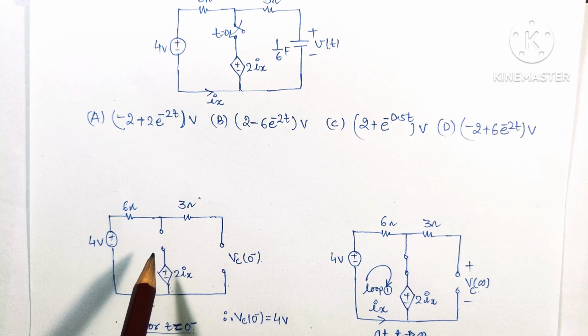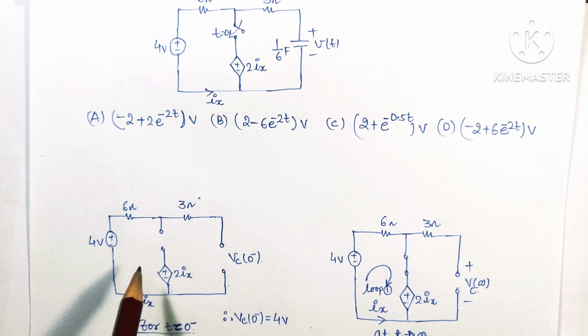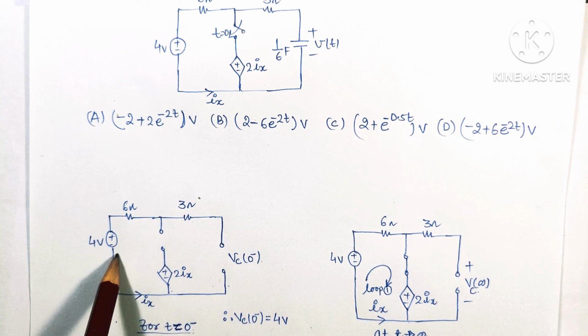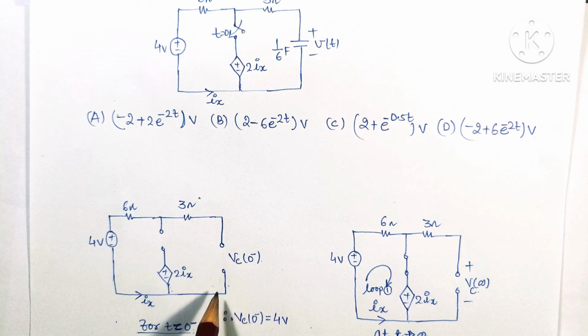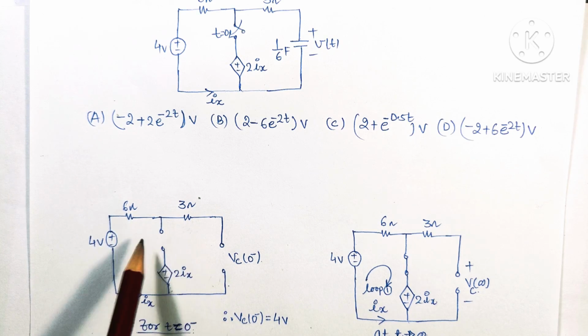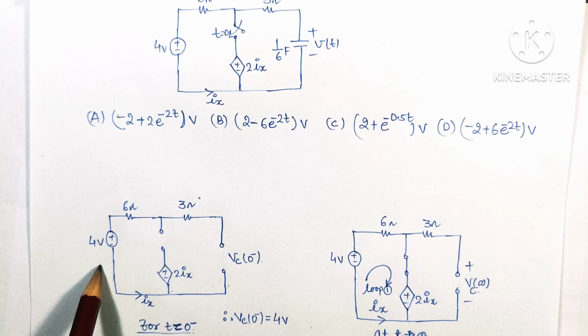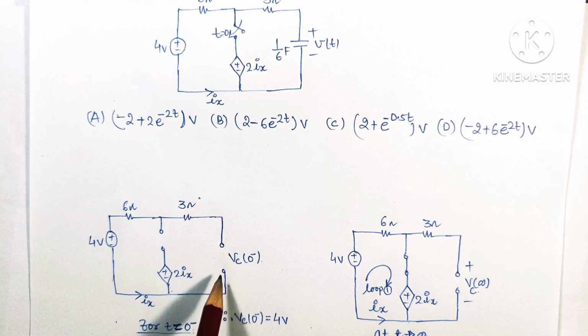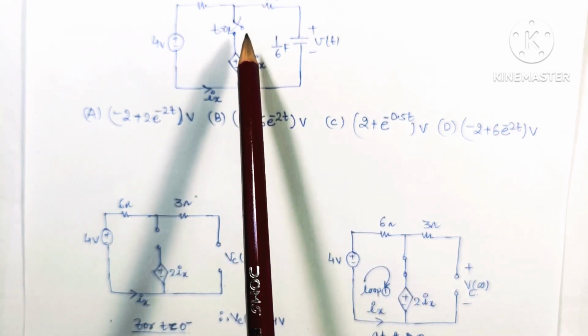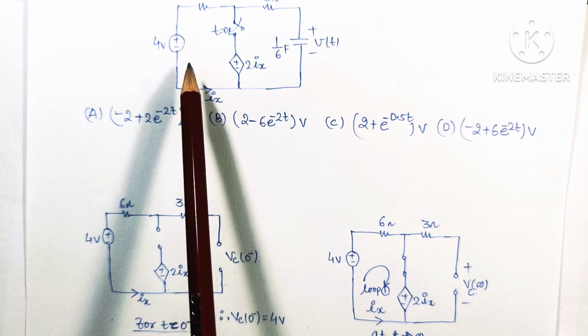As switching has not happened yet, because we are talking about the time just before switching, this switch will be open. So from this circuit we can see that Vc(0 minus) can be written as 4 volt. Since no current is flowing in this circuit, no voltage drop will occur across these resistances. So this total voltage will appear across this capacitor, and Vc(0 minus) is equal to 4 volt.